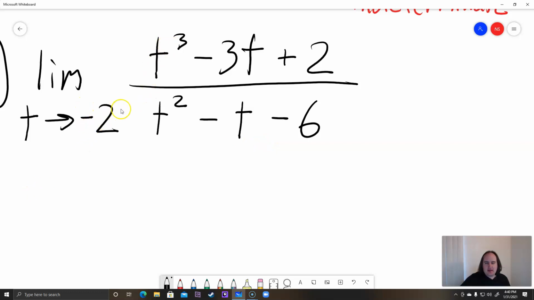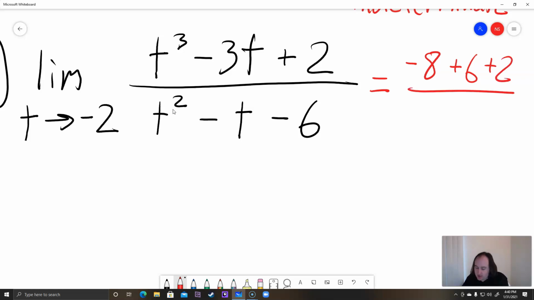Okay, so if you plug in -2, I'm not going to write it all out, but if you plug in -2, you're going to get 0 over 0 here. Because here you're going to have -2 quantity cubed, which is going to be -8. So you're going to have -8 minus 3 times -2 is going to be plus 6 plus 2 on the top. And then on the bottom, plugging in -2, we have -2 squared is going to be positive 4. Minus -2 is plus 2 minus 6.